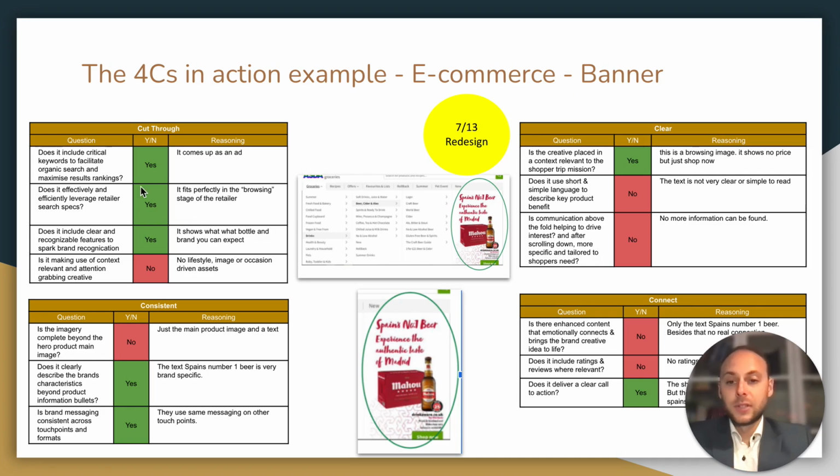For instance, does it include a critical keyword to facilitate organic search and maximize results ranking? Here I said yes, it comes up as an ad, it has beer in it as well, and also has authentic taste, so it really combines this with the beer brand. Does it effectively and efficiently leverage retailer search specs? Again it says yes, it fits perfectly in the browsing stage of the retailer. It doesn't focus too much on pricing. It focuses more on getting the experience of the brand, which is Spain's #1 beer, and then you can press on and you will be directed into the brand page immediately.